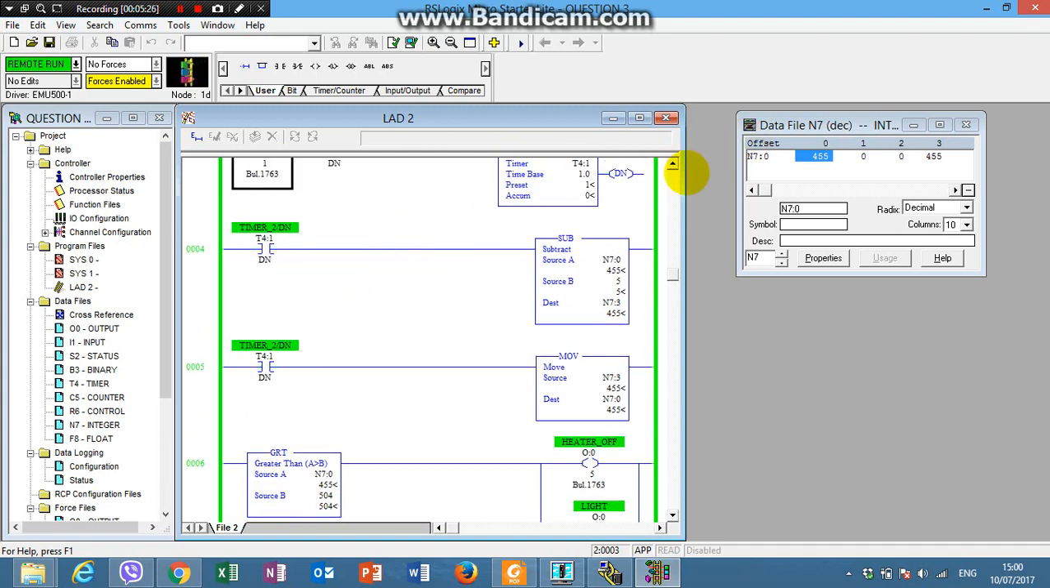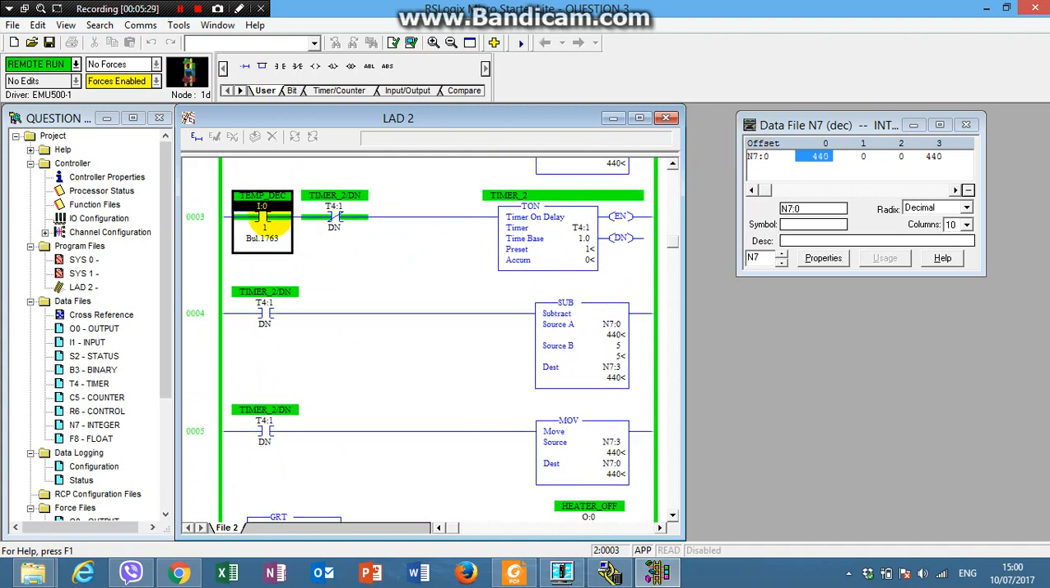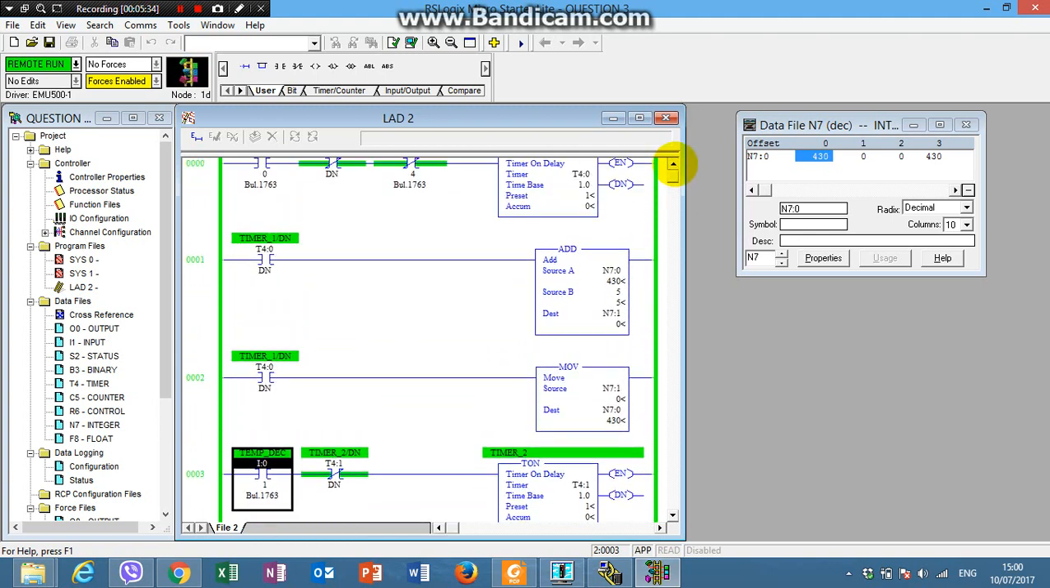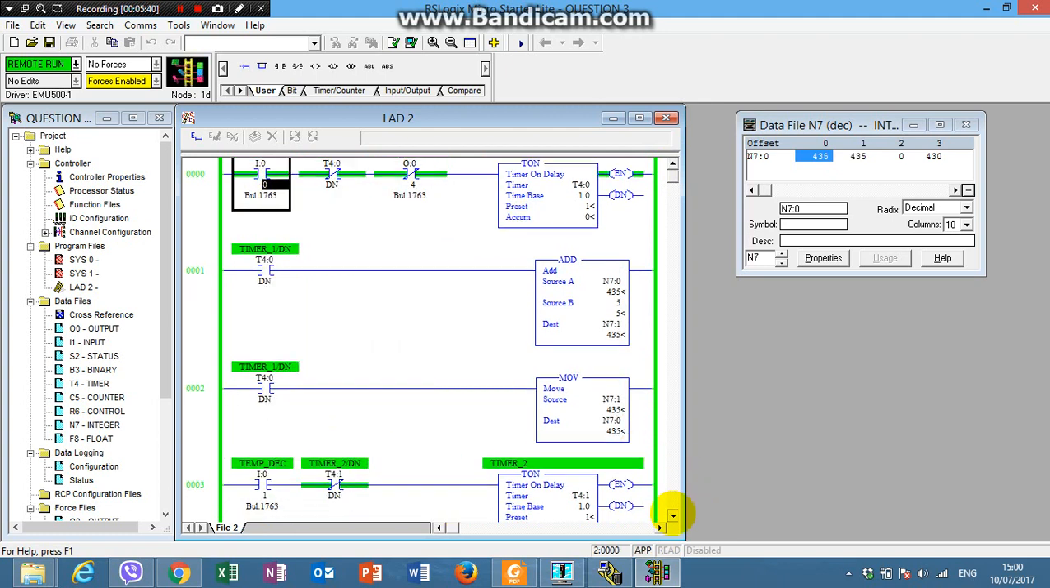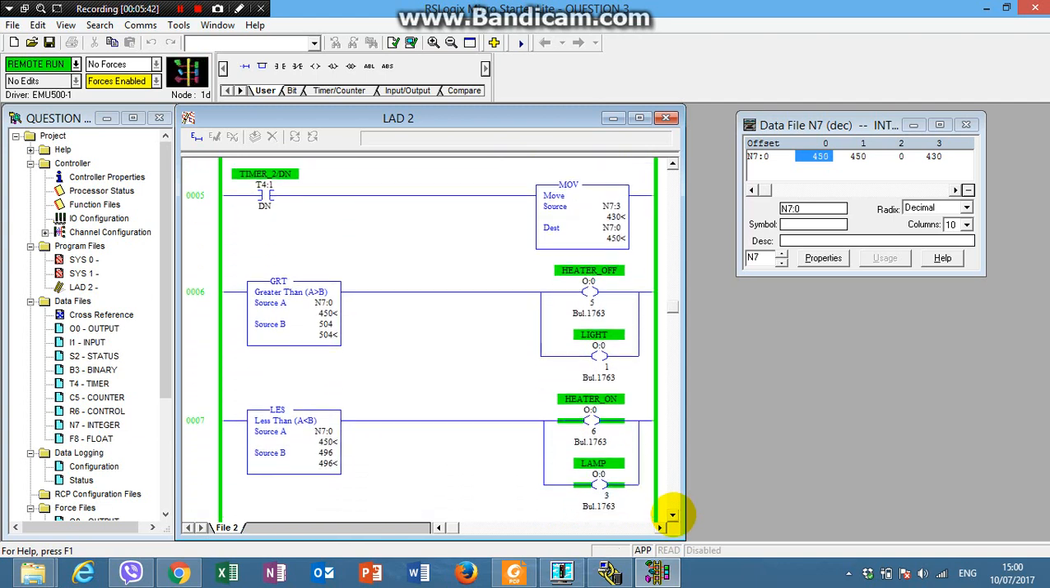So let's toggle this, and now let's see what happens when we increase the temperature. You can see now the temperature is increasing. Since it is below 496, these two are on. Now you can see these two are off, and when it reaches beyond 504, this light gets on and the heater gets off.